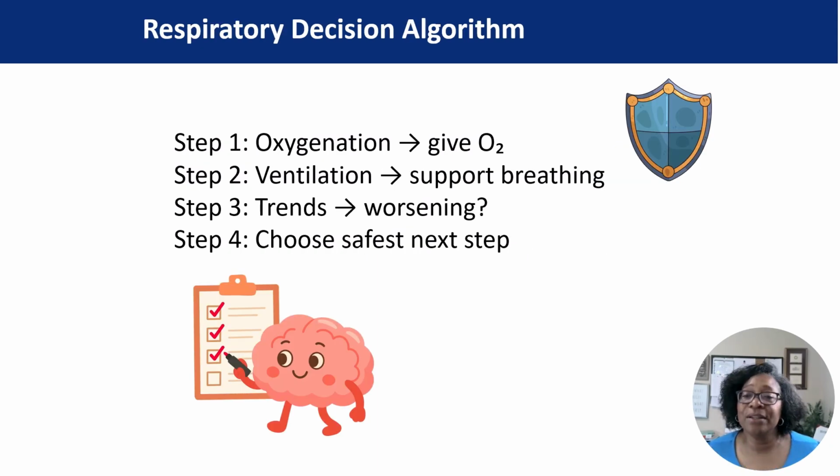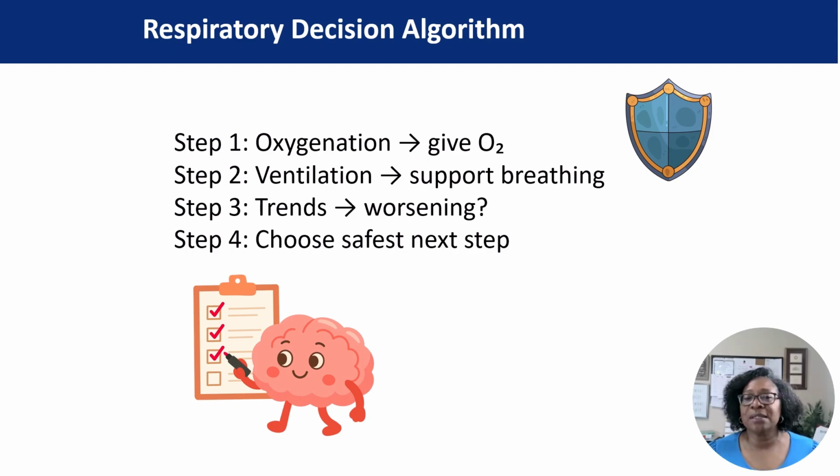Now let's look at that algorithm framework again. When answering any questions, you need to first check the oxygen status of your patient. If the SpO2 is low, you need to give oxygen. Number two, check for ventilation. If their CO2 is high, or they have a decreased level of consciousness, or they seem drowsy, that should let you know that there's a ventilation problem. And you need to support ventilation so you can remove that carbon dioxide from that patient.